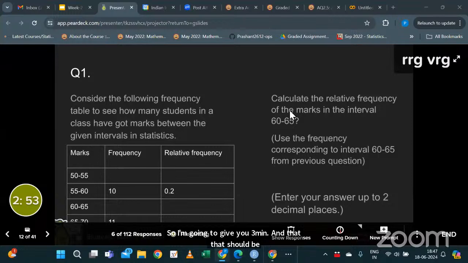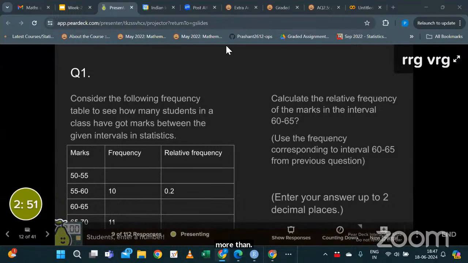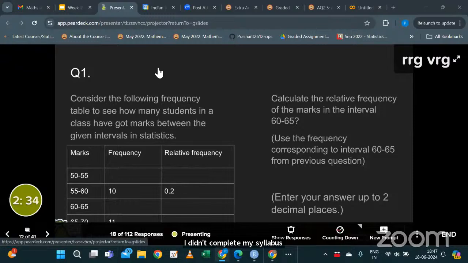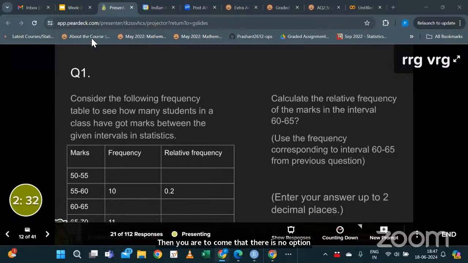Sir, I have a small doubt. Tomorrow is the deadline for the week 2 graded assignment, sir. I didn't complete my syllabus, sir. Then you have to complete that. There is no option. Sir, is the syllabus compulsory? Yes. Sir, I'm not able to access the website, sir.